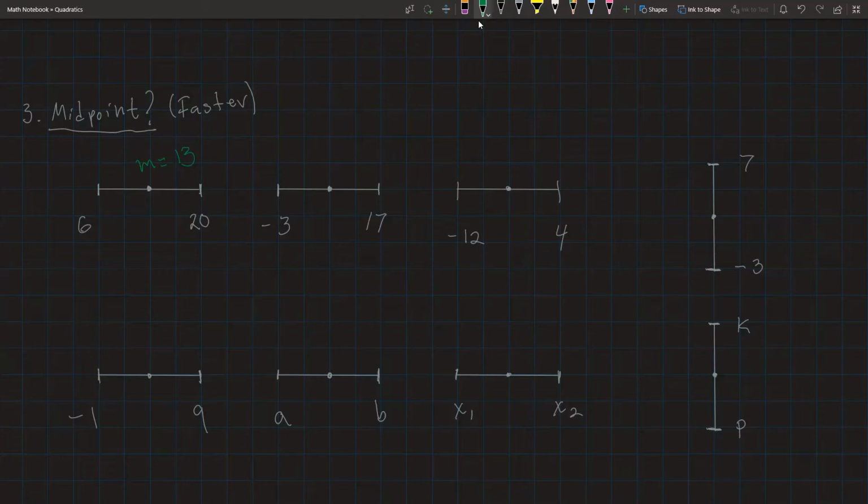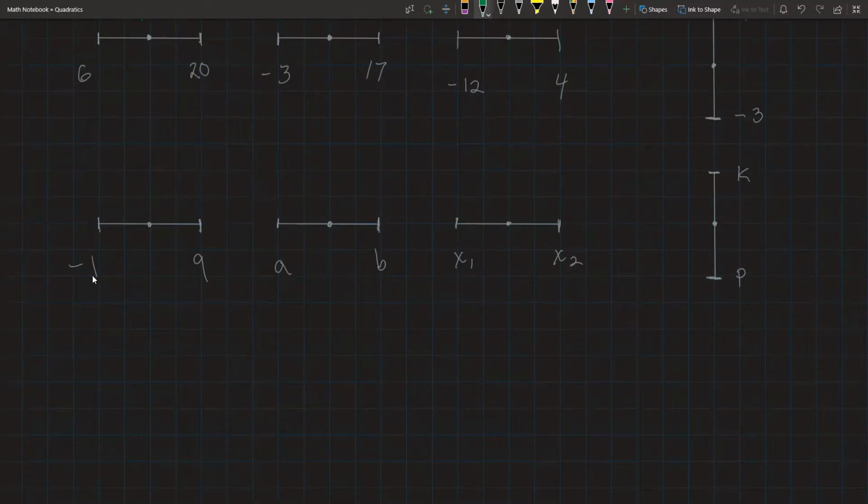13, that's right. What's the midpoint for this one? 7. You can check, all right? I'm double checking myself. How did we get that? Take the average. Midpoint for this one. -4. How did I get that? Take the average.